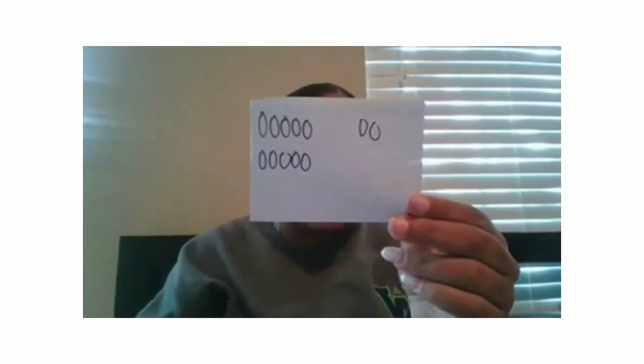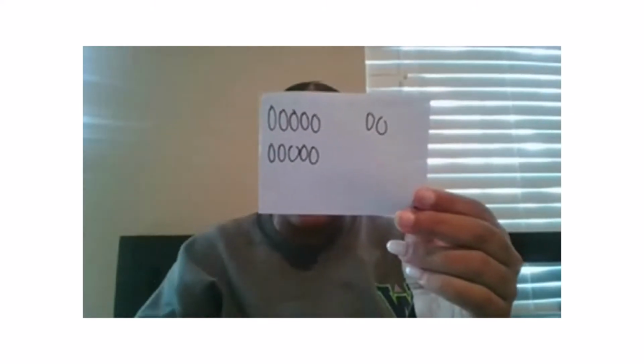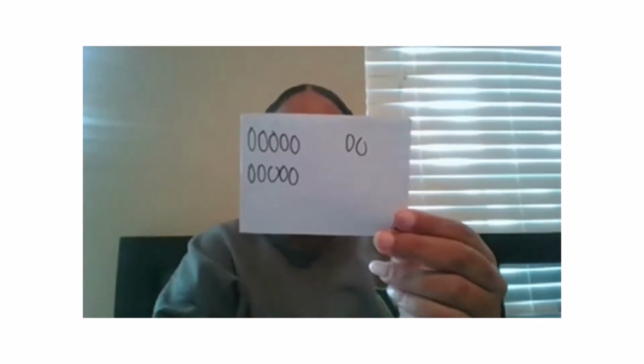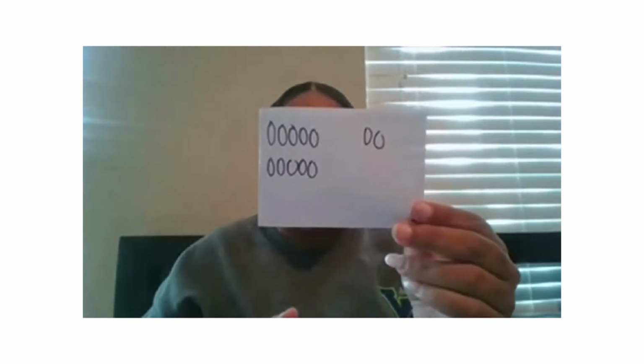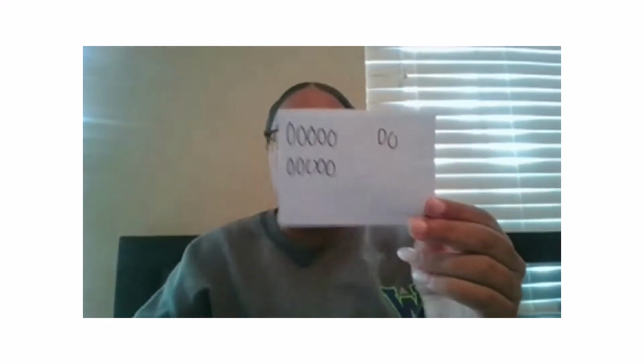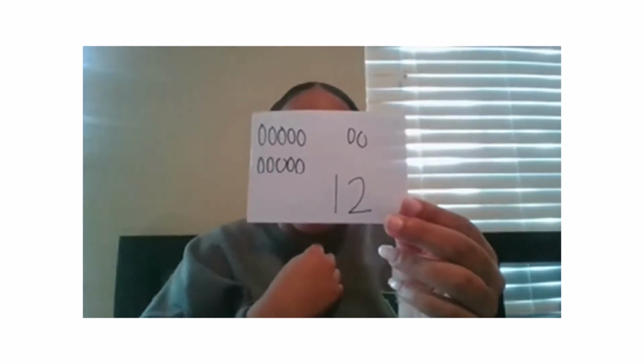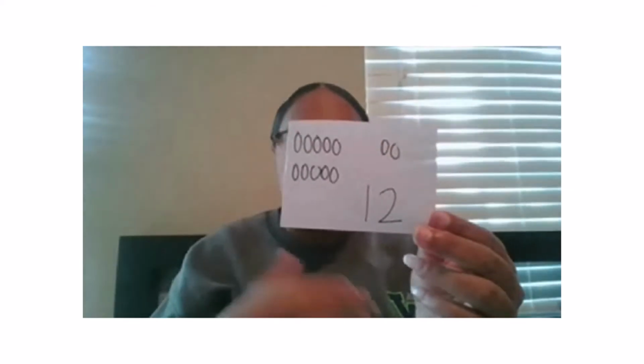Next one. You have 10 more seconds. How many are there? 12. 12 looks like this. Great job, friends. I just want you to briefly be able to identify configurations of teen numbers. When I say configurations, I mean pictorial models, or pictures, like representations.